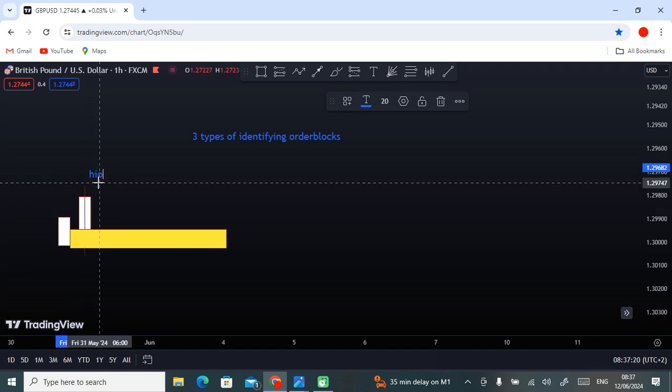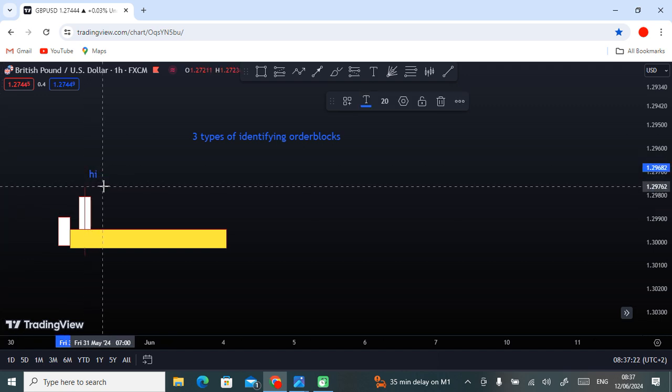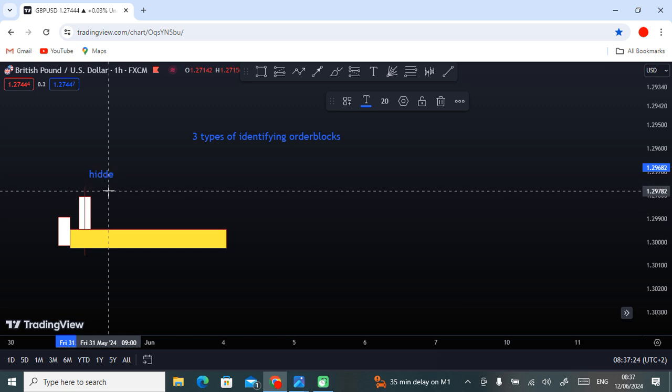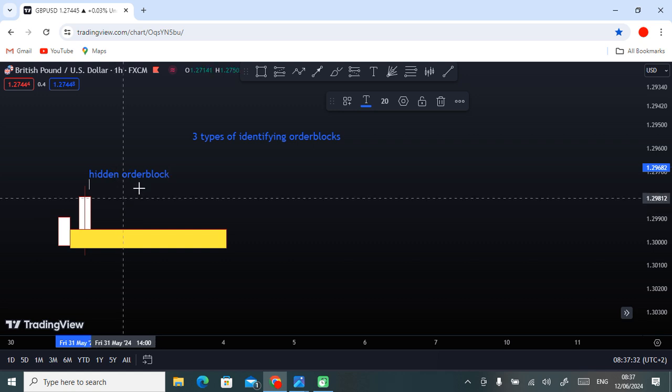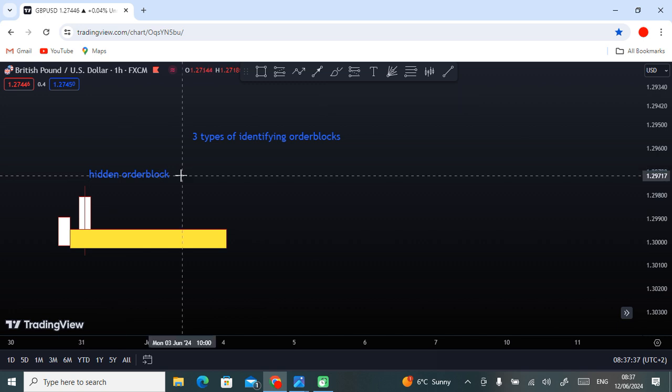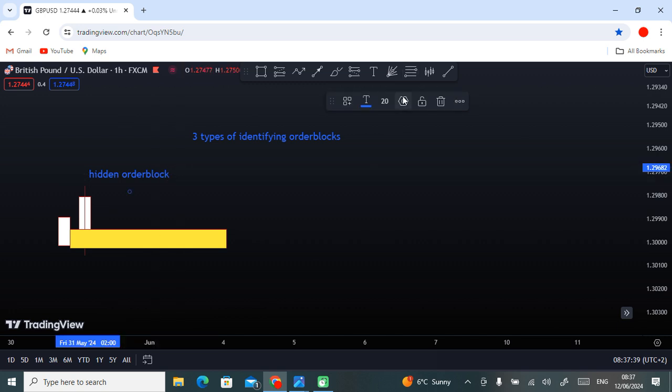Hidden order block. You find it most when you are on smaller time frames. This order block, you find it most when you are in smaller time frames.